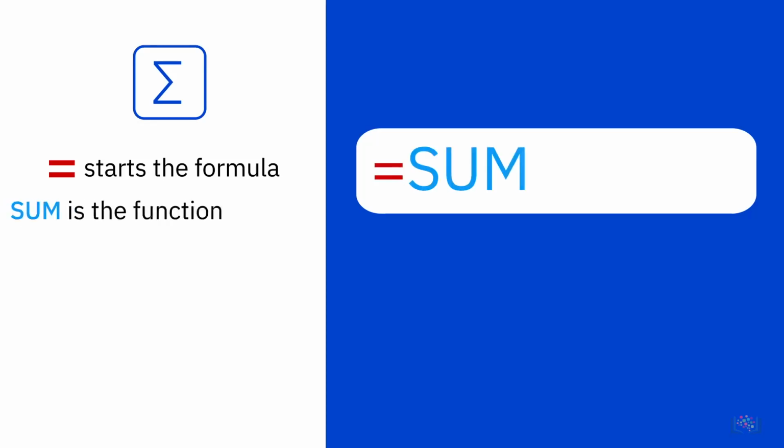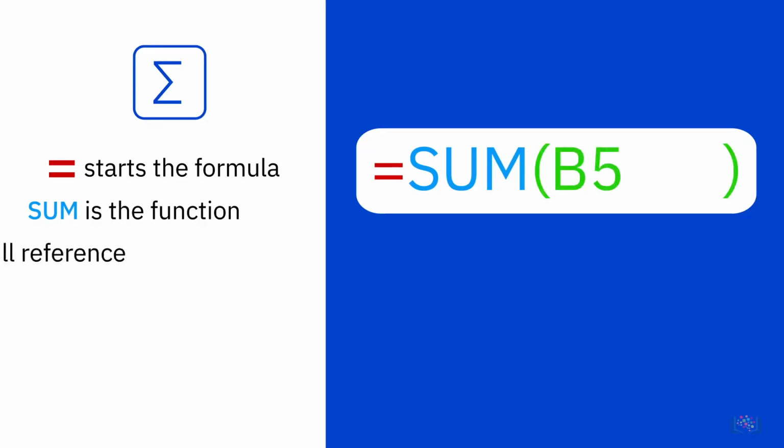The next part is the function, which performs the calculation. For example, the sum function adds up the values in referenced cells or cell ranges. Then comes the reference, which is the cell or range of cells you want to include in your calculation, and these need to be enclosed in parentheses.